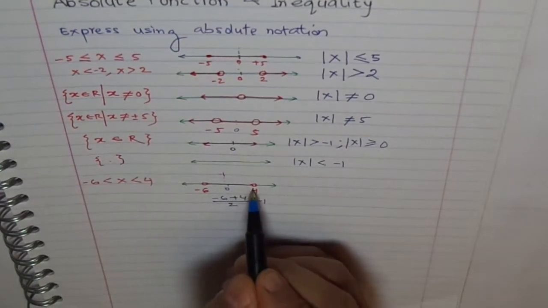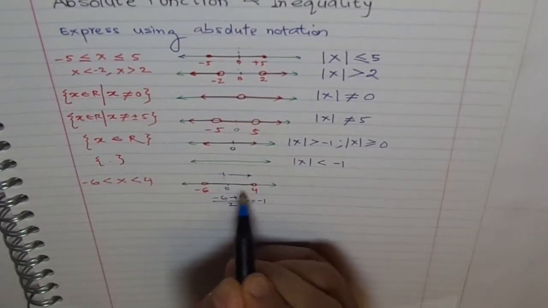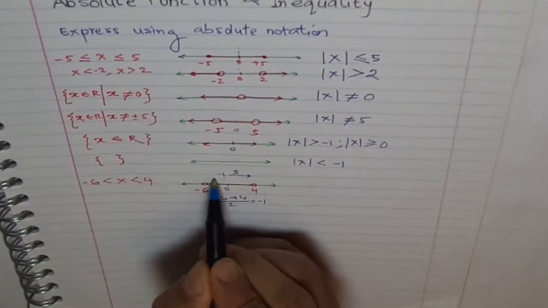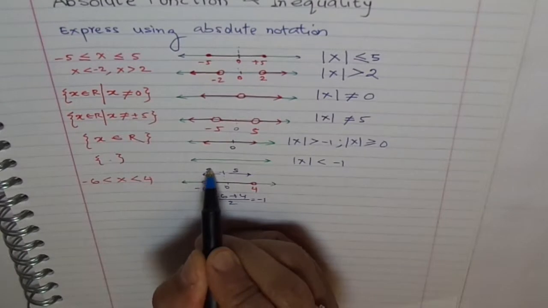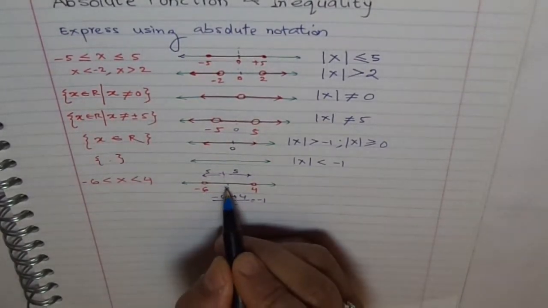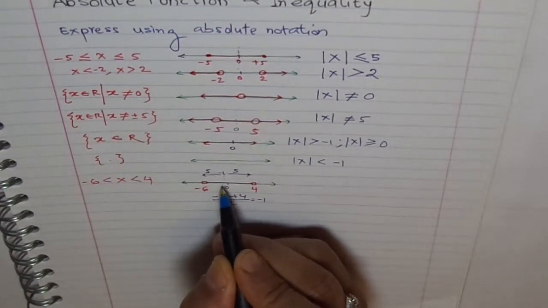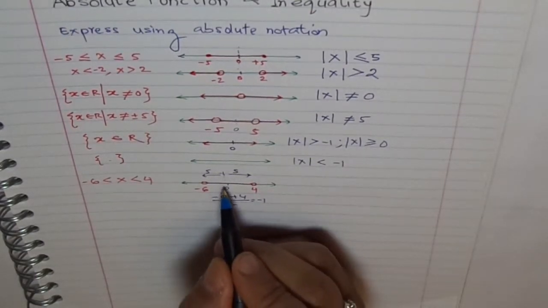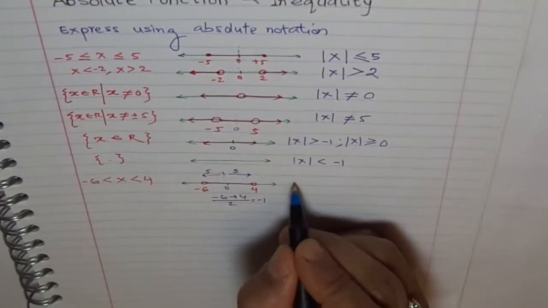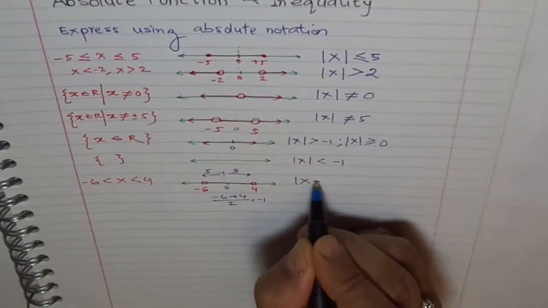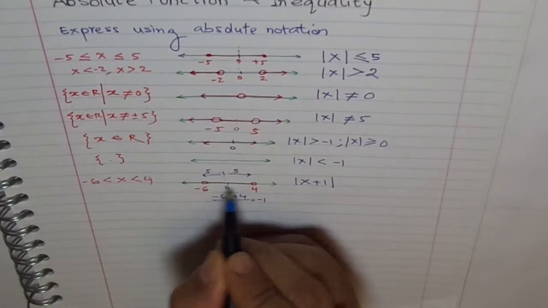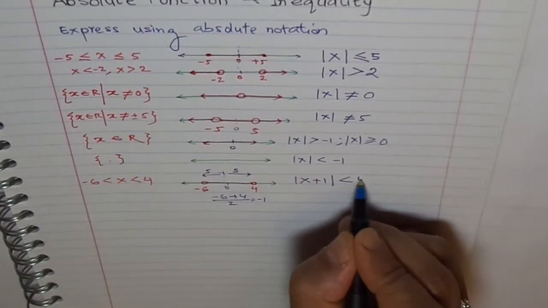How far are you away from 4? From minus 1, 4 is 5 units away. How about minus 6? It is away by 5 units. That's the basic definition of absolute function. But what happened to our function? We shifted it left by 1 unit so that now the vertex is at minus 1. So I can write this function as absolute x plus 1, and we want to be within this range, not including those points, less than 5.